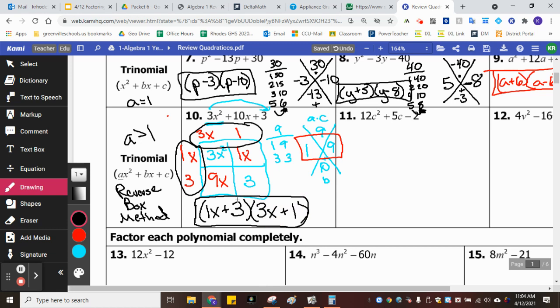And then to check it, you would FOIL. 1x times 3x is 3x squared. First, 3x squared. Outside, 1x times 1 is 1x. Inside, 3x times 3 is 9x. And 3 times 1, the last of both, is 3. So you have 3x squared, 1x and 9x is 10x, plus 3. So you know you're right.